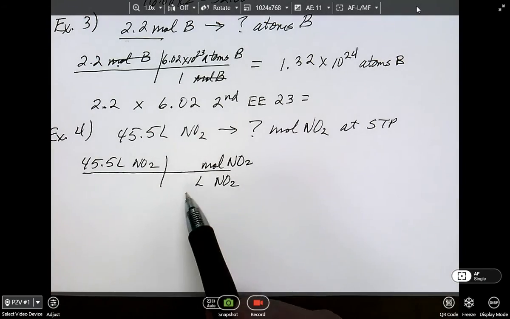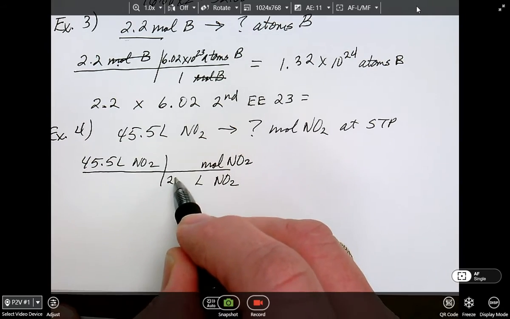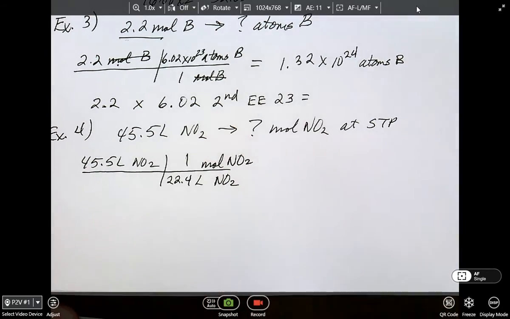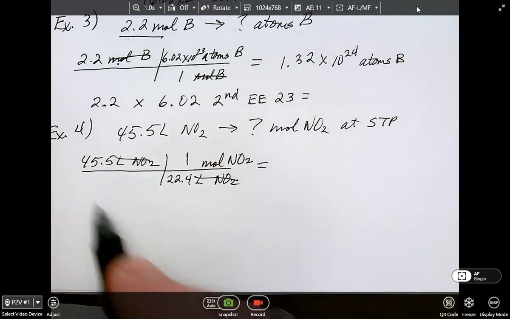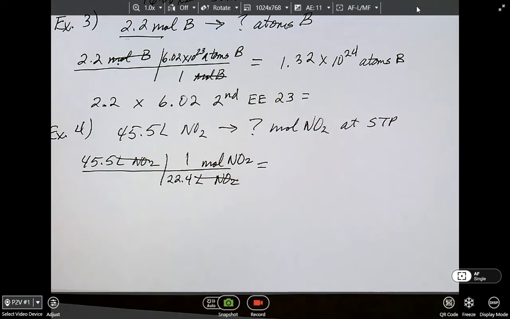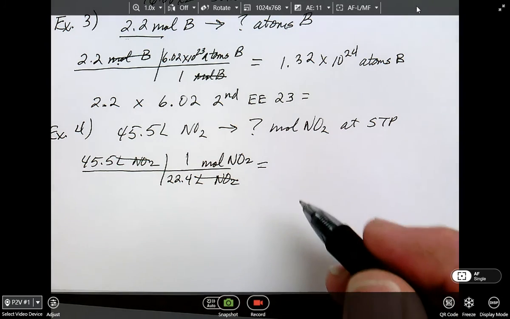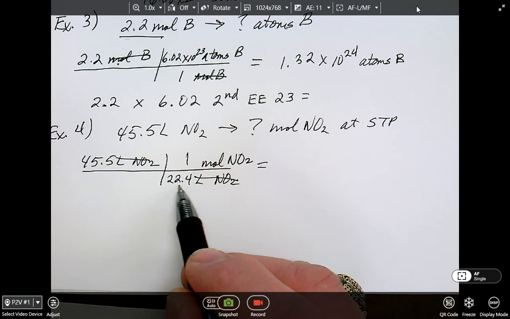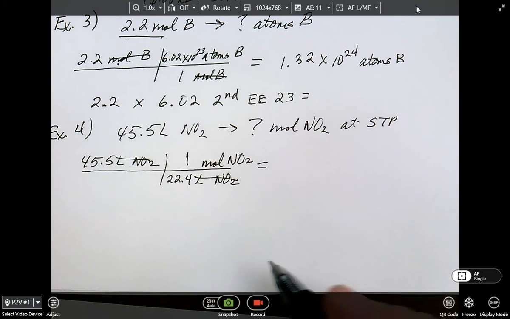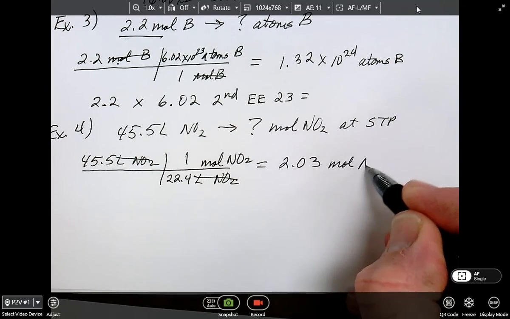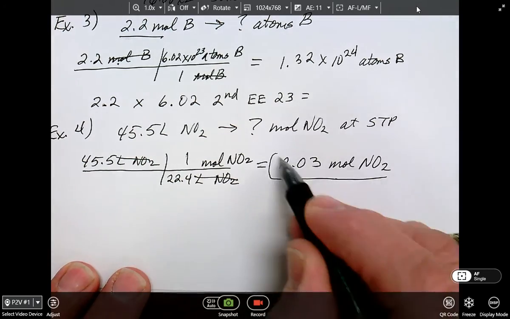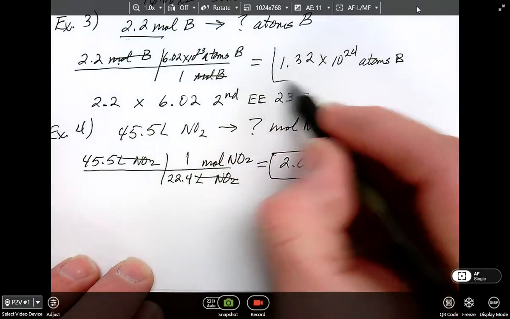Well, where does the 22.4 go? It goes with the liters. So we put it at the bottom, 22.4, and the 1 always goes with the moles. Notice the 1, on these types of problems, the 1 always goes with the moles. Liters NO2 cancels with liters NO2. And so now we take our calculator, 45.5 divided by 22.4. Since 22.4 is on the bottom, we just hit divided by. So 45.5 divided by 22.4, and we get 2.03 what? Moles of NO2. And so that would be our final answer for that problem. This one was our final answer here.